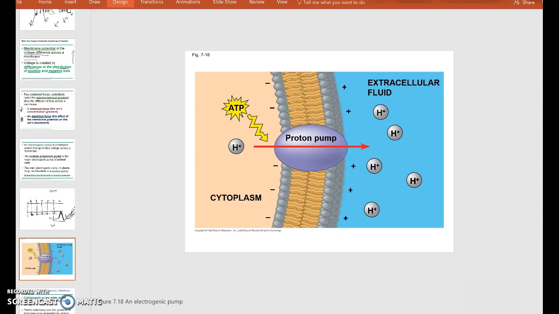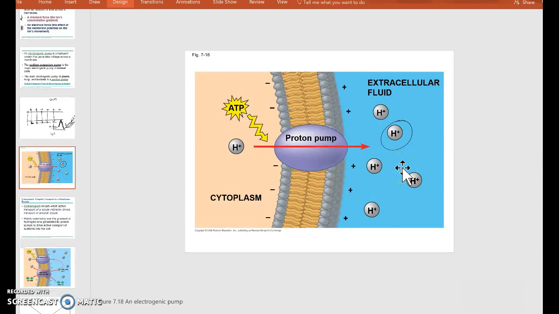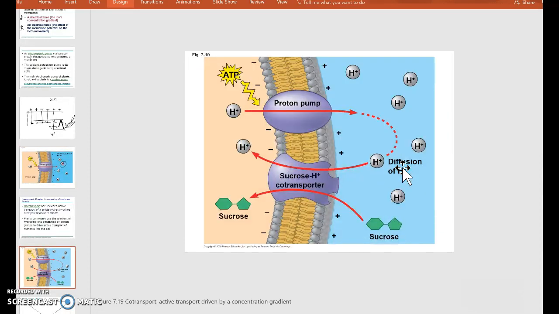Okay, and then here's an example of a proton pump. So in this case right here, we're using energy and we're building up a massive gradient of protons, which are hydrogen ions. Okay, the last thing I have in this section here, hopefully the battery doesn't run out, is co-transport. And if you look at this situation right here, we're using ATP to build up a hydrogen gradient using a proton pump.